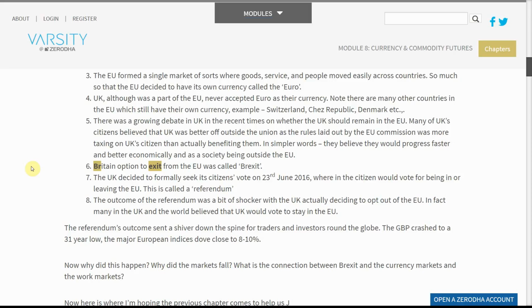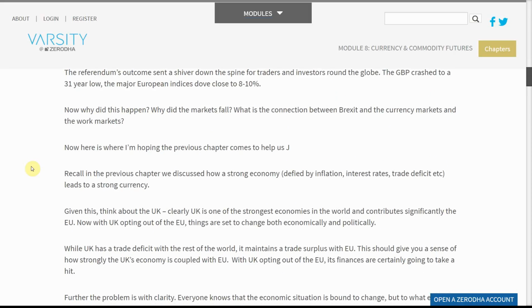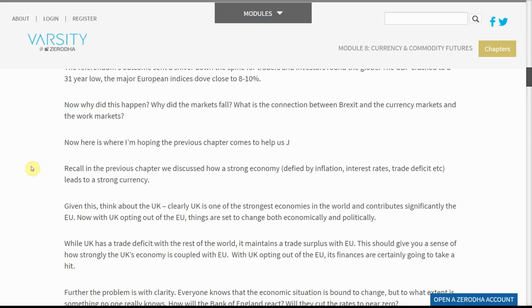Britain's option to exit from the EU was called Brexit. The UK decided to formally seek its citizens' vote on the 23rd of June 2016, wherein the citizens would vote for being in or leaving the EU. This is called a referendum. The outcome of the referendum was a bit of a shocker, with the UK actually deciding to opt out of the EU. In fact, many in the UK and the world believed that the UK would vote to stay in the EU. The referendum's outcome sent a shiver down the spine of traders and investors around the globe. The GBP crashed to a 31-year low. The major European indices dove close to 8 to 10%.